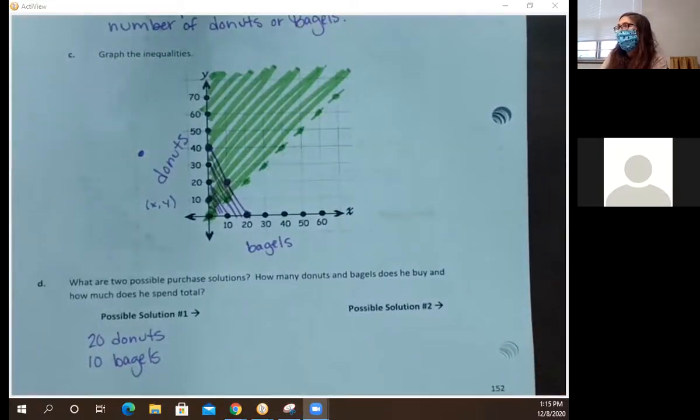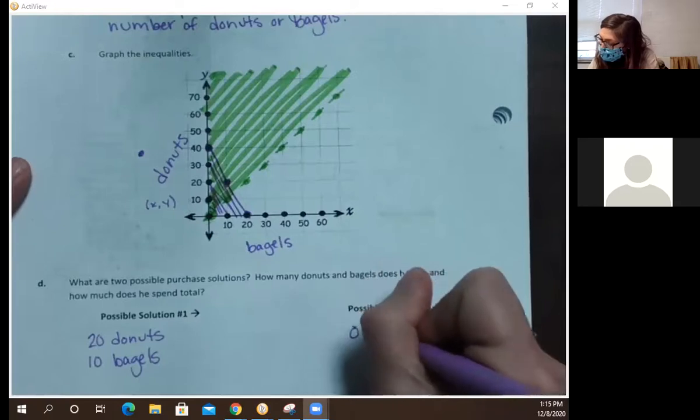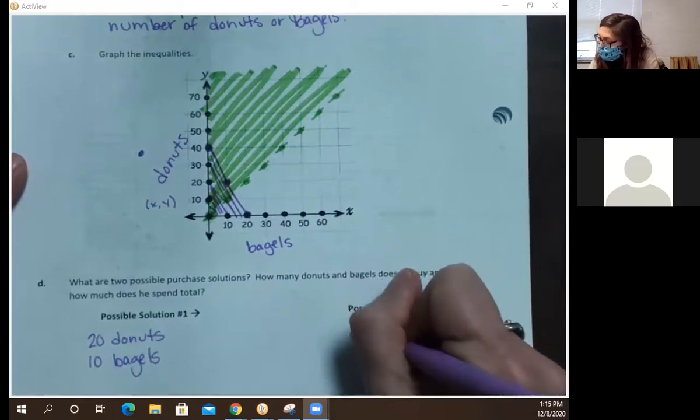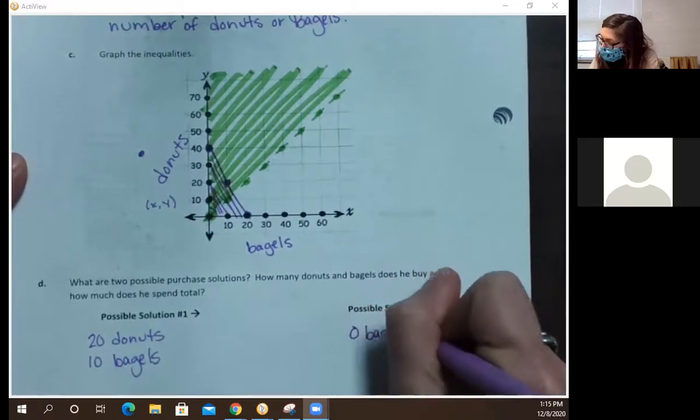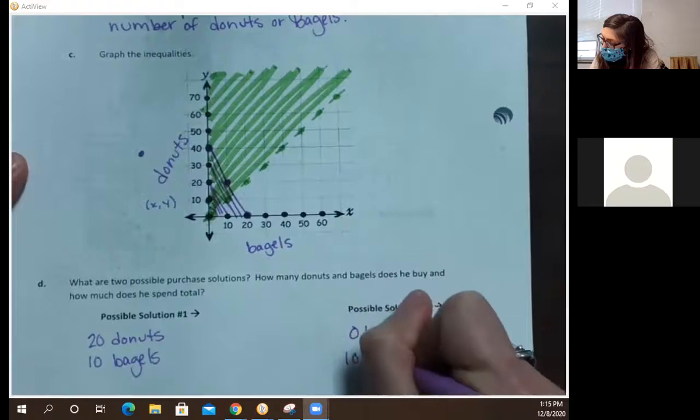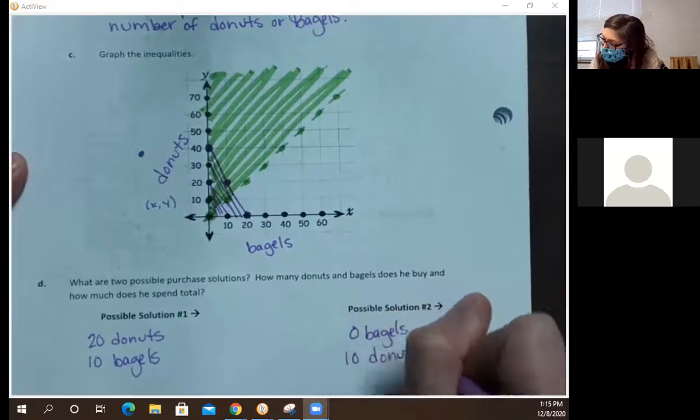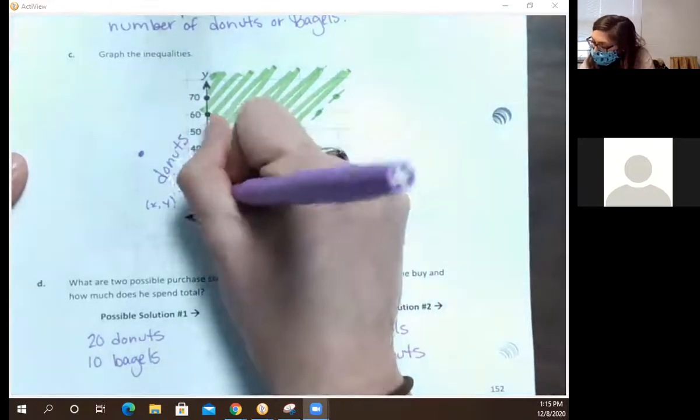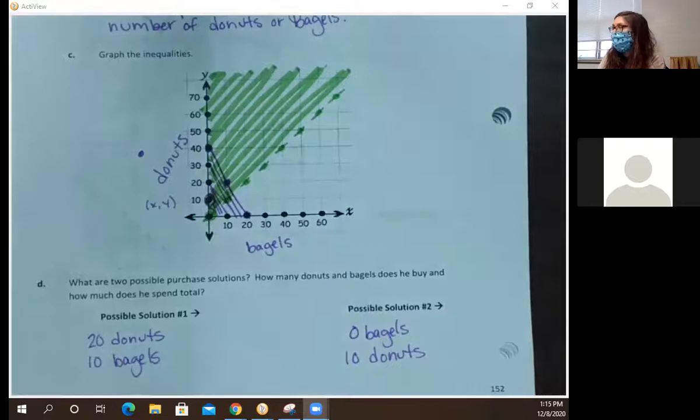Anybody else want to give me an example? Number of donuts and number of bagels? Nevada? 0 bagels and 10 donuts. So no bagels at all, 10 donuts right here. Yep, that would work. Questions for me?